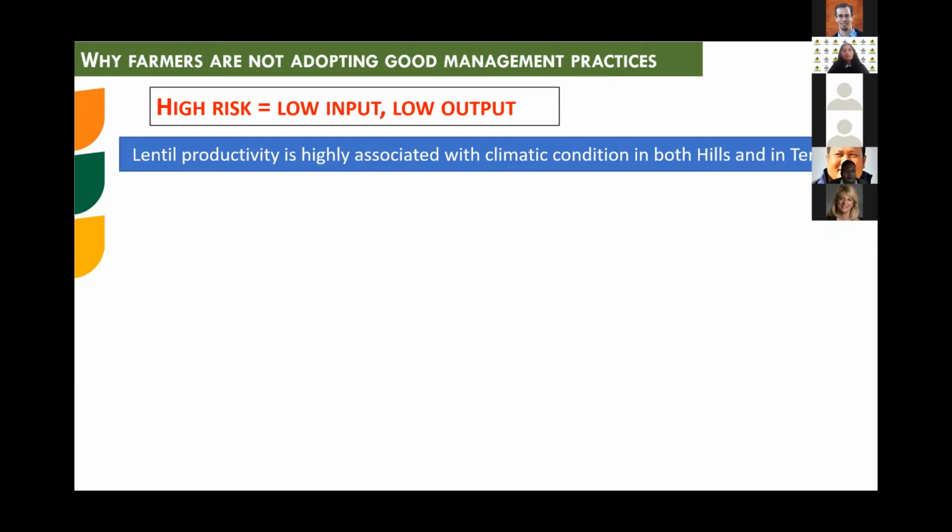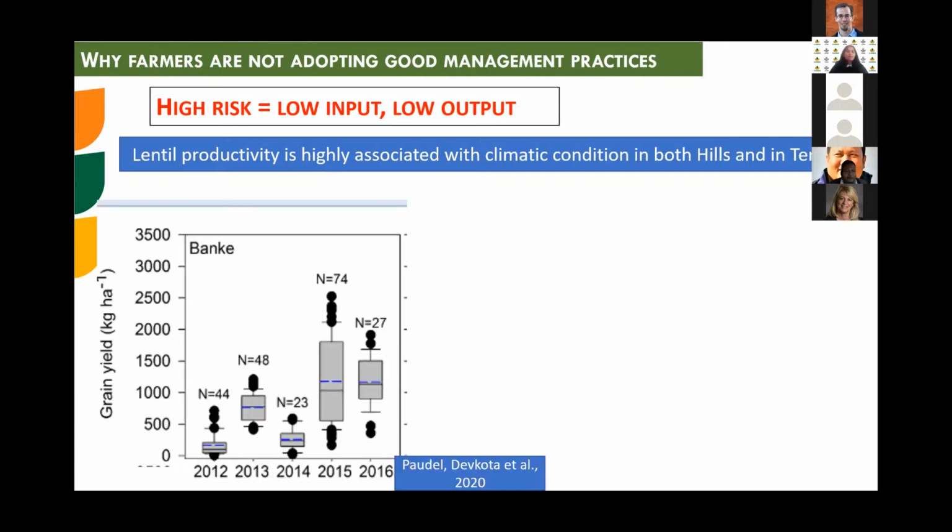And lentil productivity is highly associated with the climatic condition in both hills and Tarai. I would like to show some examples and outputs. This is a 5-year on-farm evaluation with the different agronomic innovations that CSISA was trying to improve productivity, using different varieties and other practices. Out of these 5 years, you can see that in 2 years, 2012 and 2014, there is almost no yield. We can see less than 500 in a few farmers.